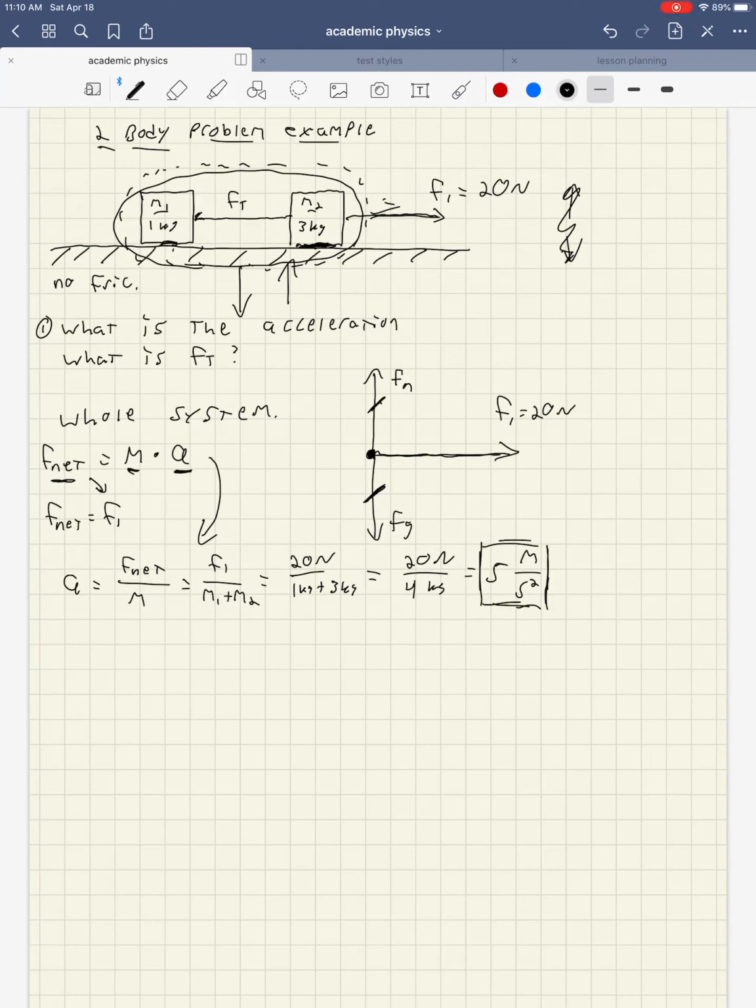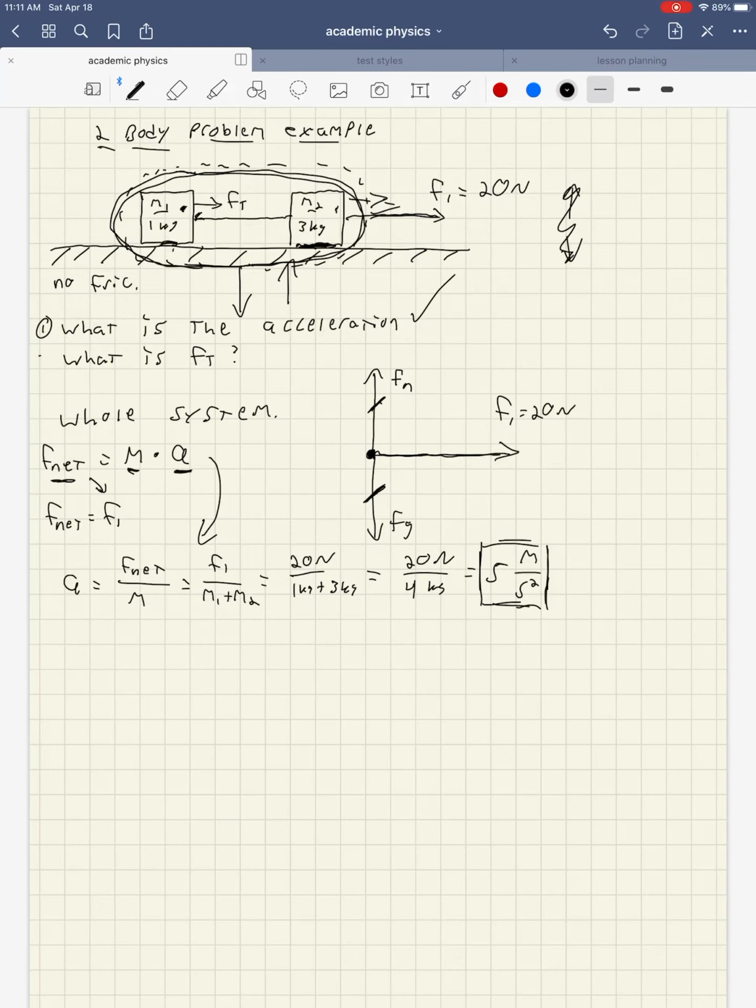So we found our acceleration for our whole system. That means we also found the acceleration for each one individually. If that doesn't make much sense to you, think about it. Is this block going to be moving differently than this block, or are they going to be moving together the same way? They're going to move together as one. So the acceleration of both of them is the acceleration of each one individually. So getting the acceleration of the whole system, check, no problem.